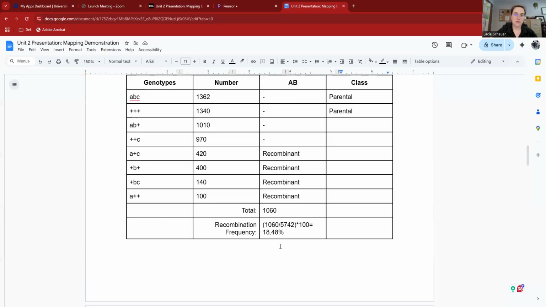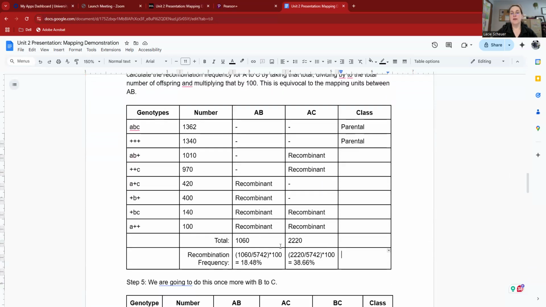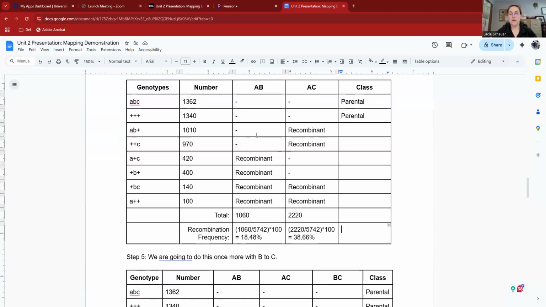Now we're going to be going down a little bit farther, and we're going to repeat this for A to C as well. Just like before, where we looked at the relationship between A and B, but we eliminated everything that was like the parental genes, we're going to do the same thing with A and C. So we're not going to be looking at stuff that looks like A and C. We're going to be looking at like B plus, but we're not going to be looking at plus plus. We're not going to be looking at AC.